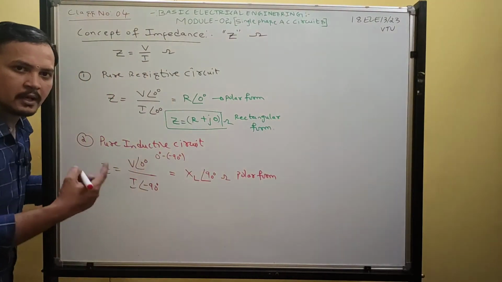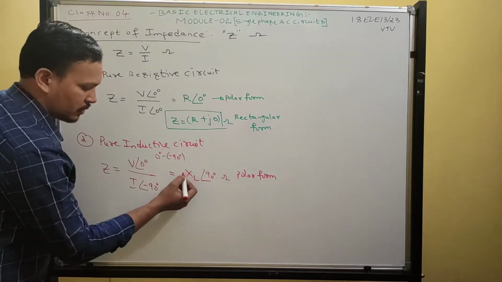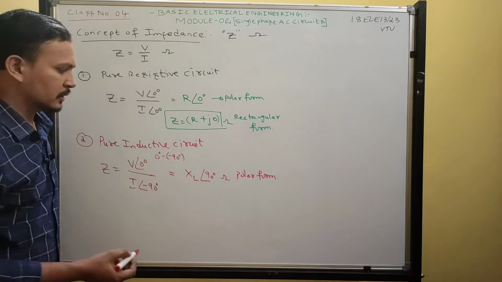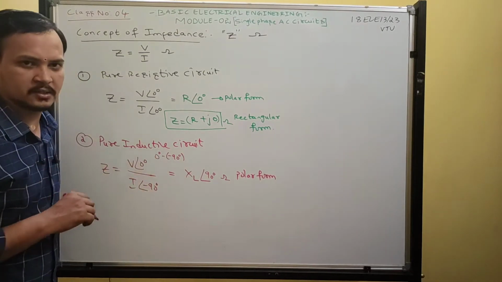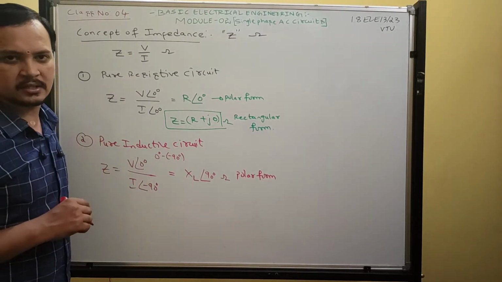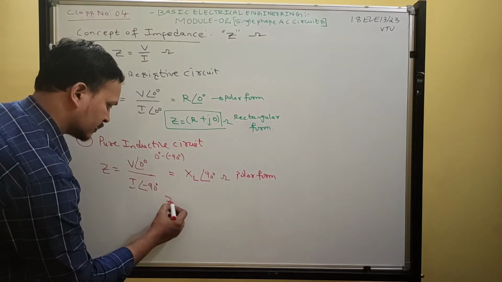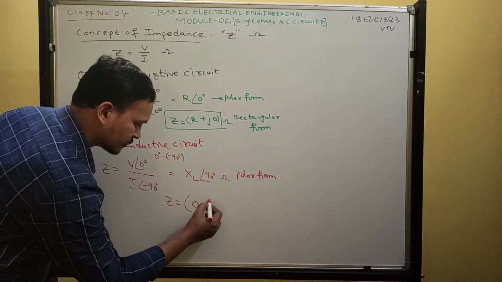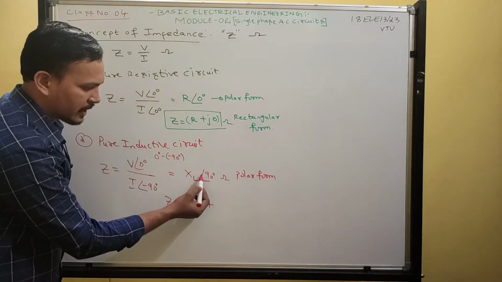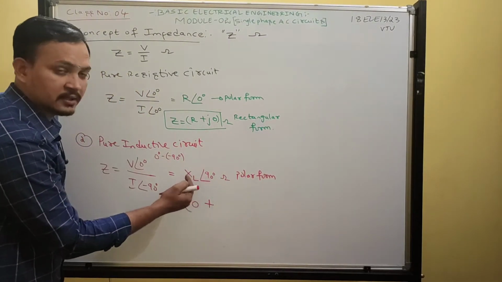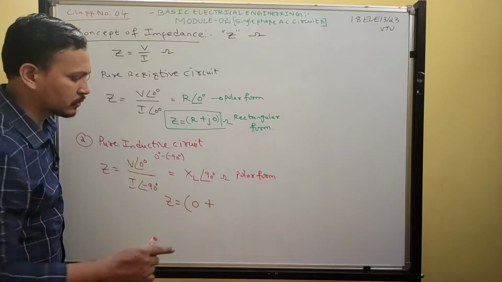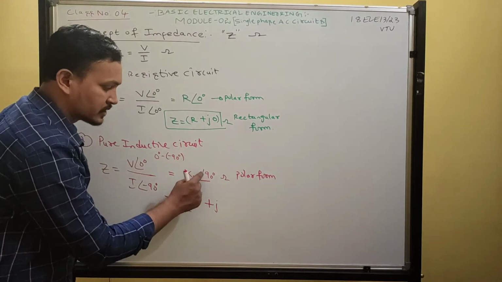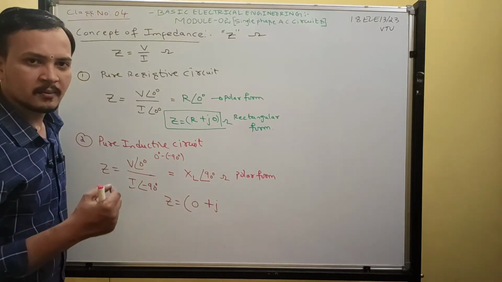Next, in rectangular form, the inductive reactance is an imaginary component. It is not a real part. The reactance lies on the imaginary axis, either plus J or minus J. So impedance for a pure inductive circuit is 0 plus J XL. Whenever we have an angle of plus 90 degree, a positive angle, you have to write plus J.